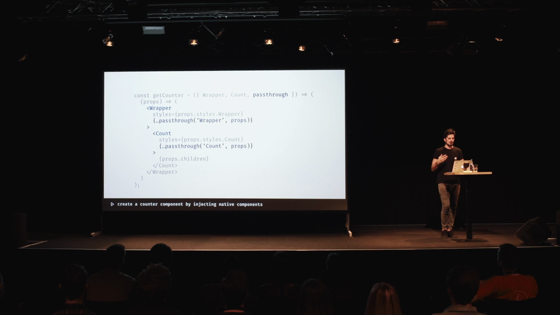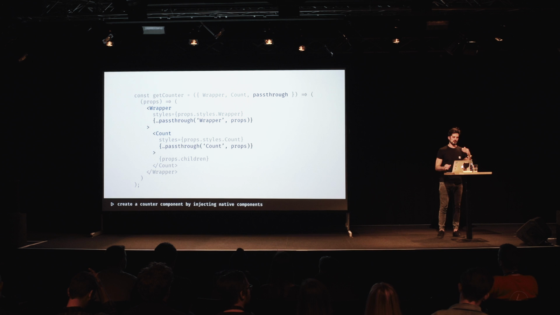So instead of just injecting a wrapper and a count, what we are going to inject is a pass-through function, which is nothing but a function whose contract is the first parameter is going to be the node name. It's the node in which it's going to be called. The second parameter is going to be the properties that the count component is receiving. And it is supposed to return an object that is going to be a spread in the rendering. So any property that is returned in the pass-through function is going to be passed as a property to the element where it's being called.